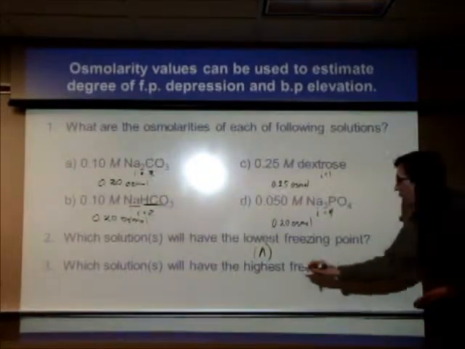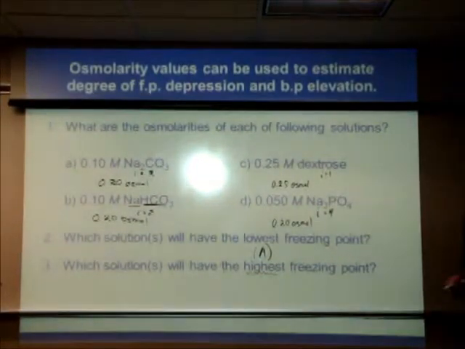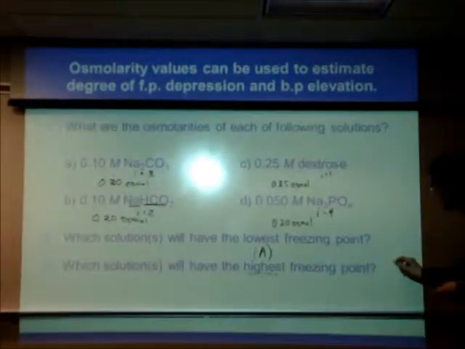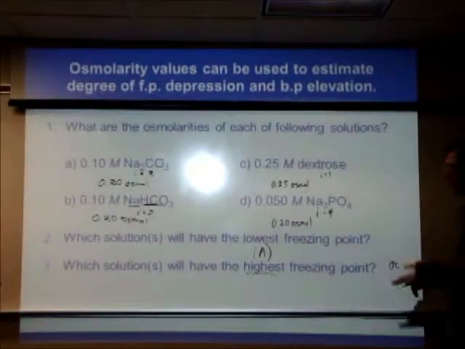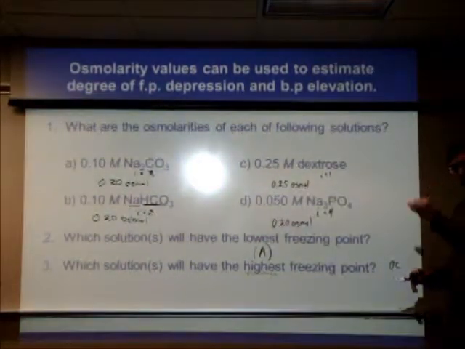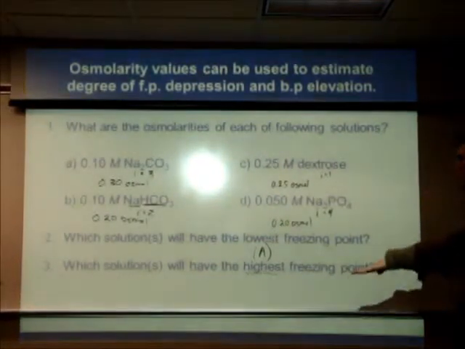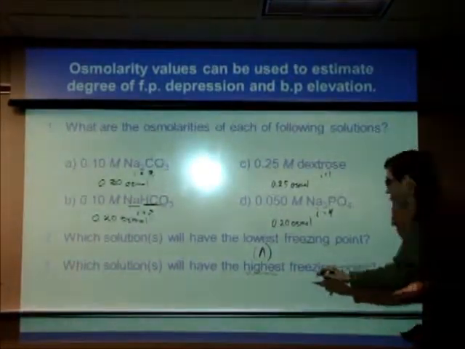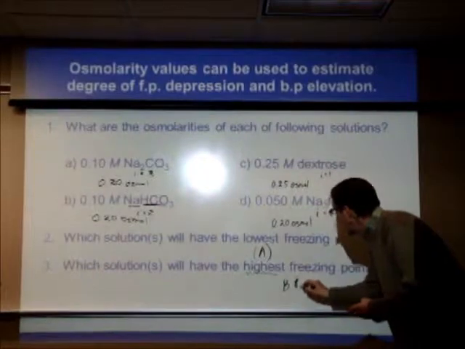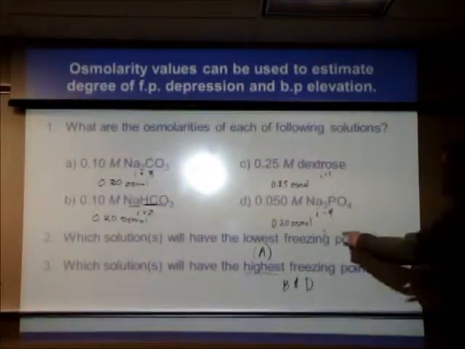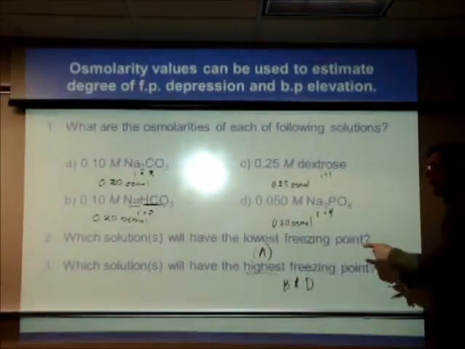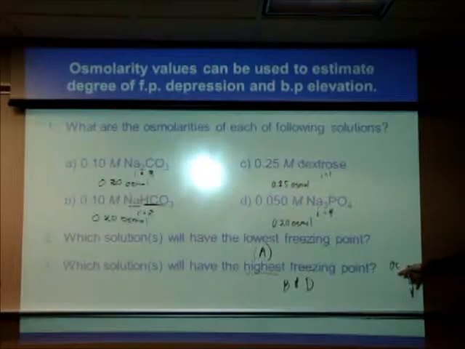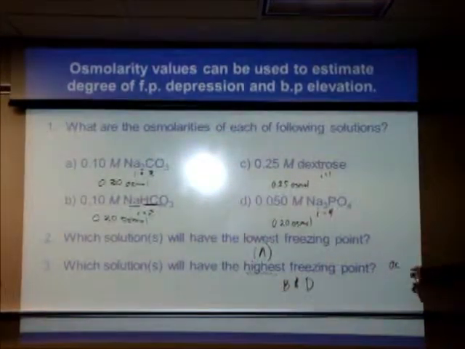Now, which of these solutions will have the highest freezing point? Well, if you had pure water, the highest freezing point would be 0 degrees Celsius. So you can't go any higher than that. But the instant you start to put stuff in, the freezing point drops. So which one of these puts the least number of particles in there? The least number of particles come from B and D. Both of these are only putting in 0.2 osmolar worth of particles, so they will have the highest freezing point. The highest, remember, possibly could be with no particles would be 0 degrees Celsius.